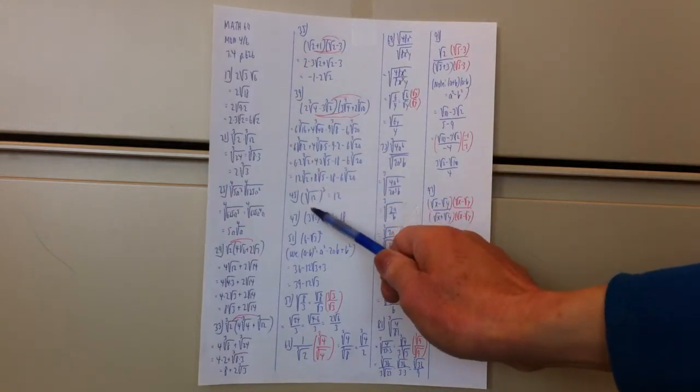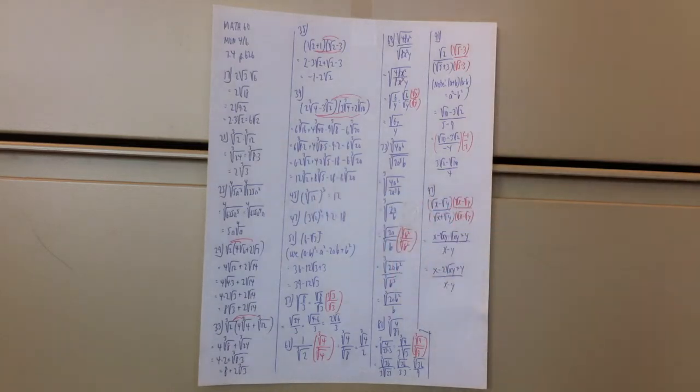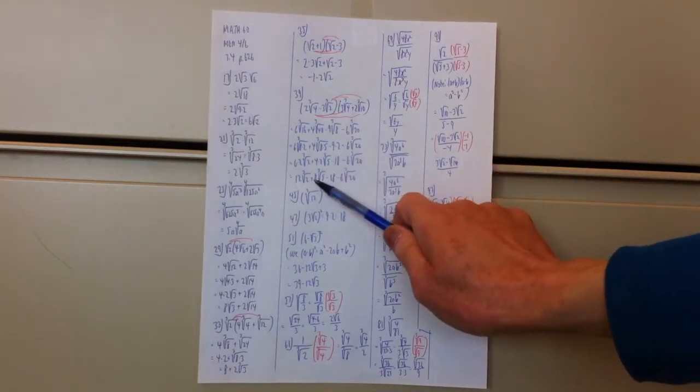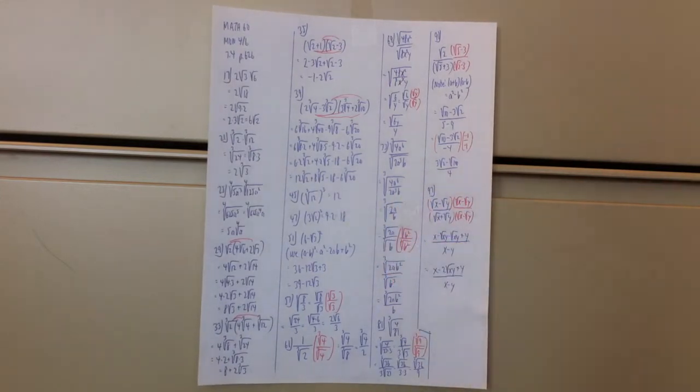45, the cube root of 12 cubed is just plain 12. I mean, if you almost just think of the definition, the cube root of 12 is the number by which if you were to cube it, you get back 12.